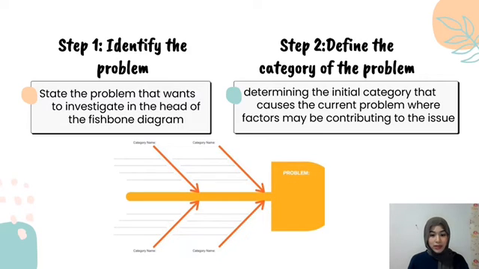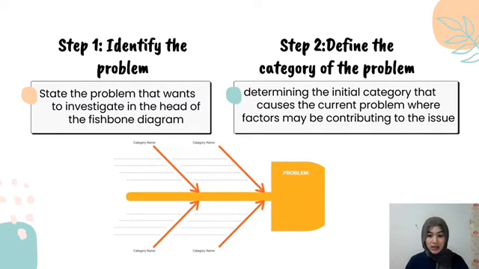Write the problem statement in the box on the right hand side and draw a horizontal line from the left of the box. The problem statement resembles the head of the fish while the horizontal line resembles the spine of the fish. It allows you to expand more on the ideas and the causes of the problem.